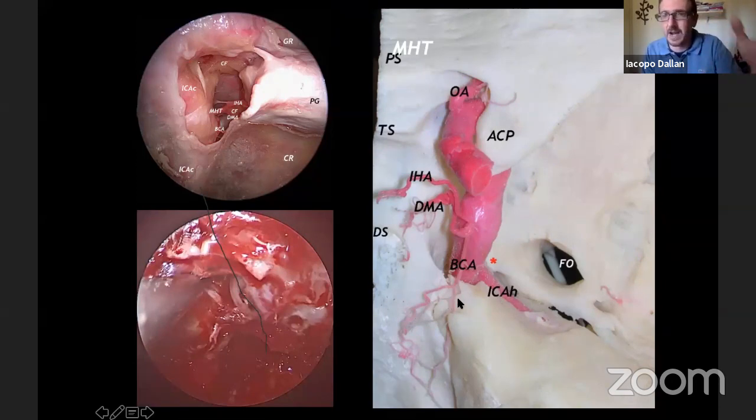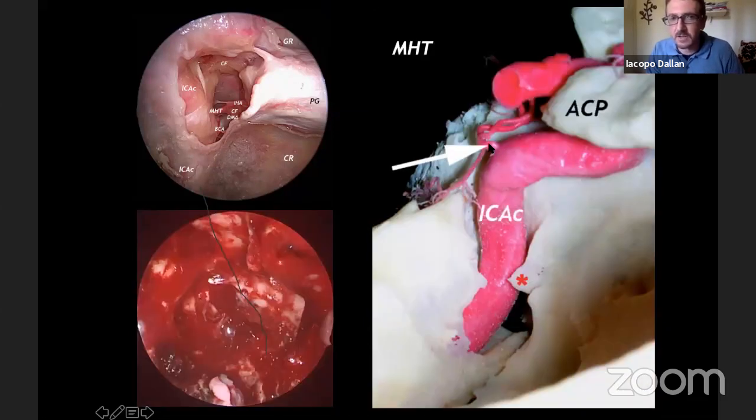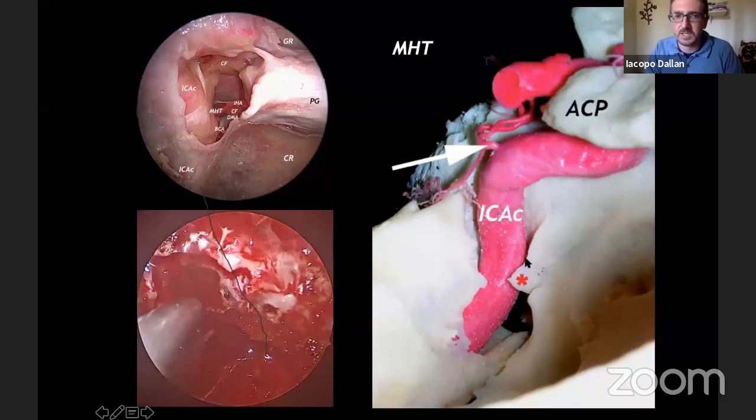That is a tentorial artery, an artery that goes to the tentorium posteriorly. It is a didactic description, but it's not so uncommon to find variations. It's okay. It's a lateral view showing this concept.